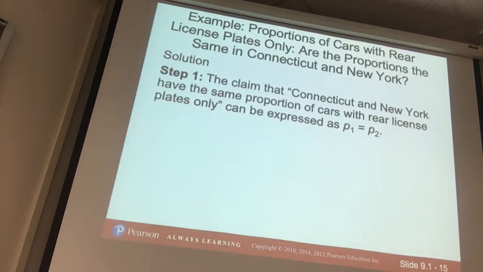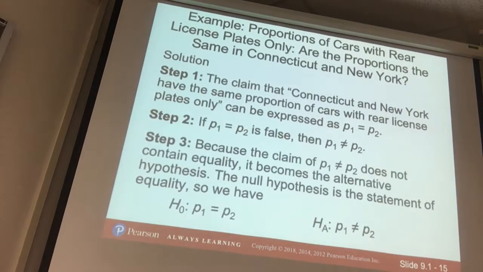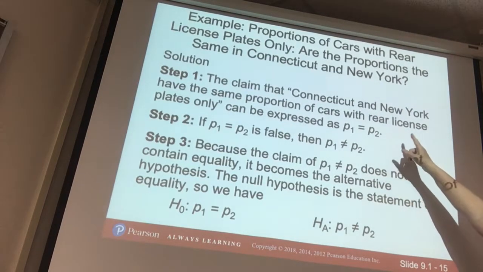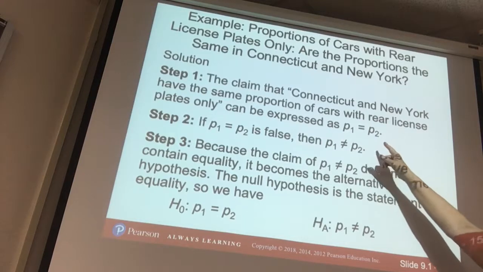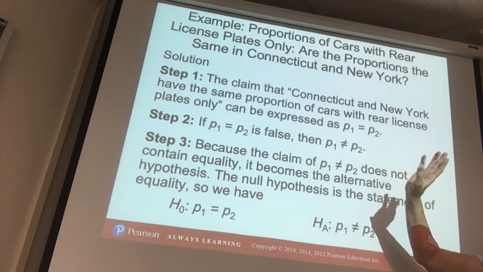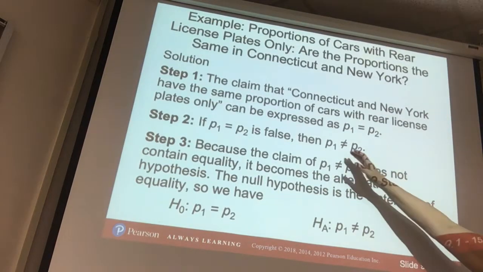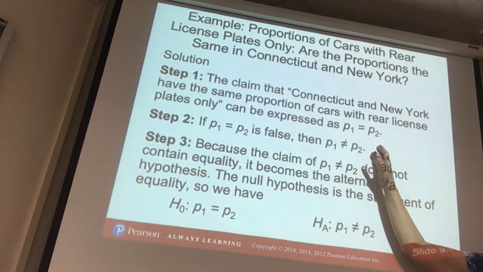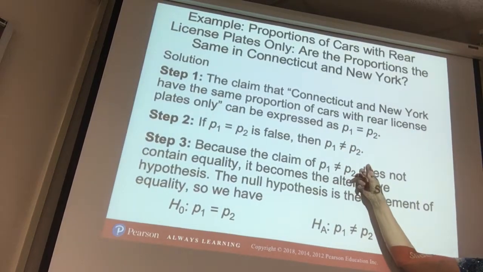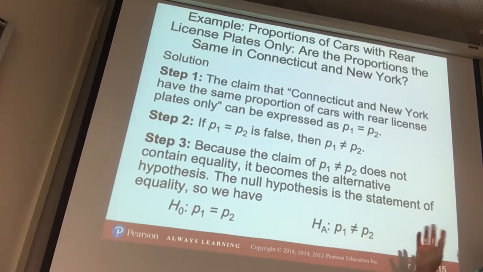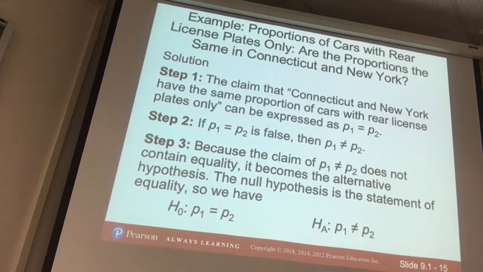So now we state the claim, and we come up with our H sub O and our H sub A. So we're going to say that the claim is that the 2 proportions are the same. If P1 equals P2 is false, then P1 does not equal P2, and that would be our alternative hypothesis. So we've got P1 equals P2, P1 does not equal P2, and we've defined our situation.